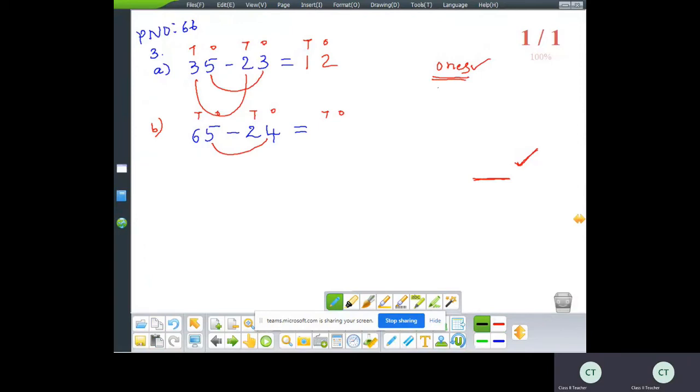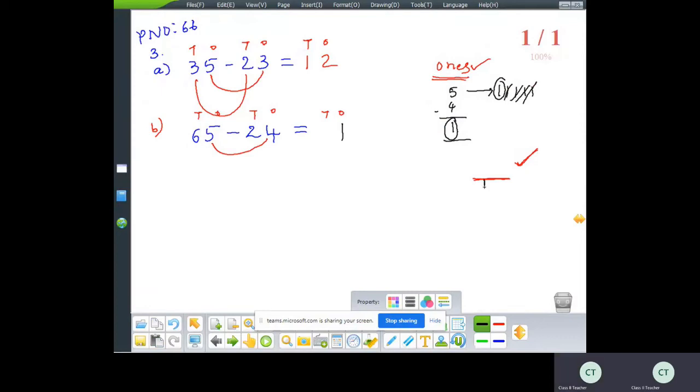The digits from the one's place are 5 and 4. That means we subtract 4 from 5. Take 5 lines: 1, 2, 3, 4, 5. From 5 we remove or cut 4 lines: 1, 2, 3, 4. After removing 4 lines from 5 lines, there is only 1 line. 5 minus 4 is equal to 1. This answer 1 we write in the one's place.